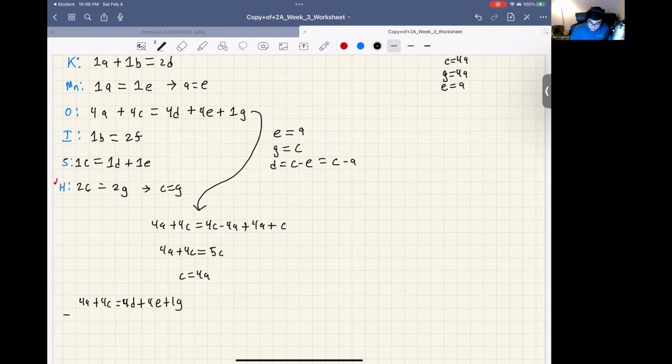I'm going to multiply it by 2. So this is going to be 2A plus 2B is equal to 4D. Again, this is algebra, so elimination method from algebra. These D's go away, and I'm left with 2A minus 2B plus 4C is equal to 4E plus G.